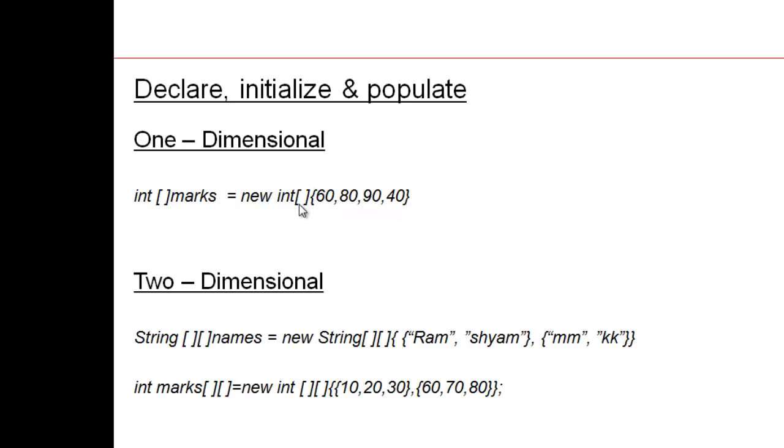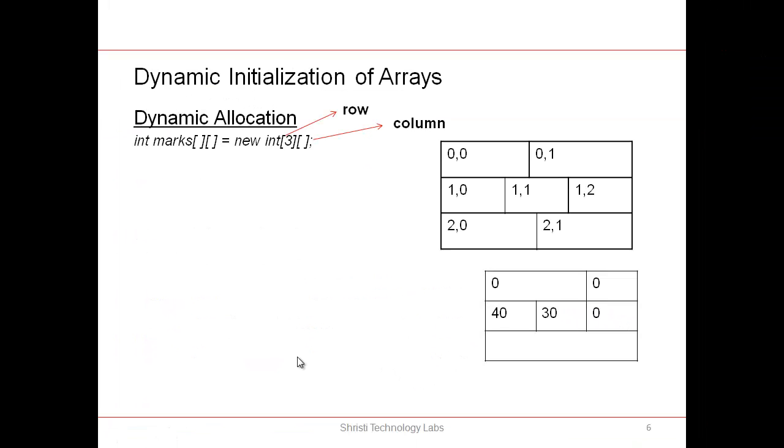Either you can provide the size and then populate them individually, or don't give the size, give the values directly. For a two-dimensional array, new string of square bracket and give the values. So this is a matrix which is of size 2 by 2 and here it is 2 rows 3 columns.